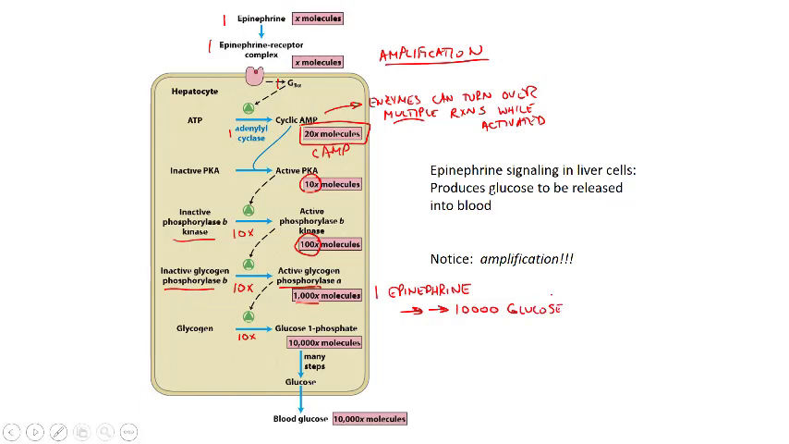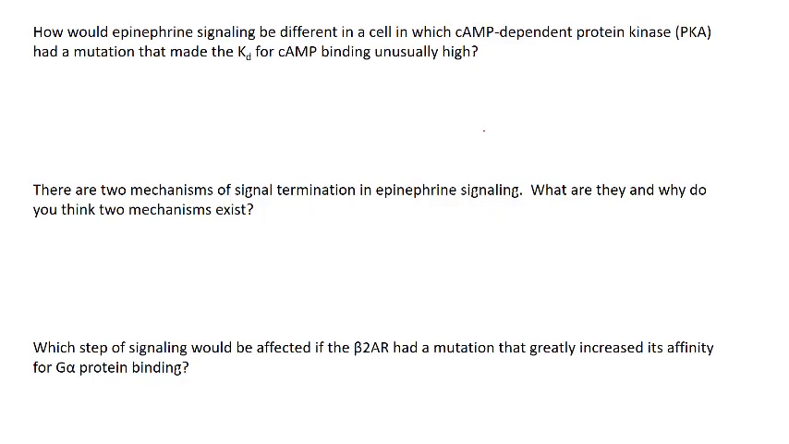And this is entirely due to the fact that enzymes can remain active for a period of time, and they can turn over multiple times before they become inactive. It's not just a one-to-one binding. As long as you have activation of an enzyme, your reaction can occur many times.